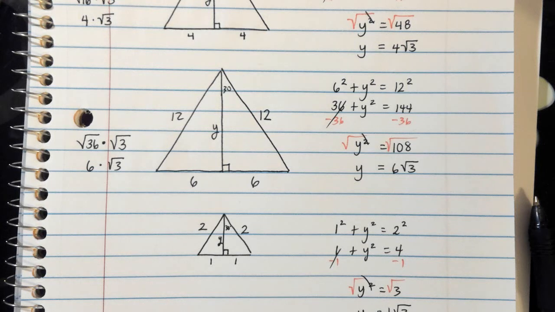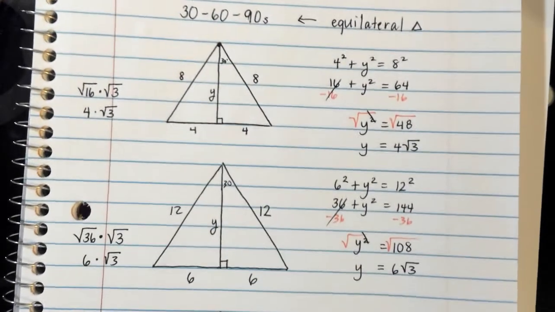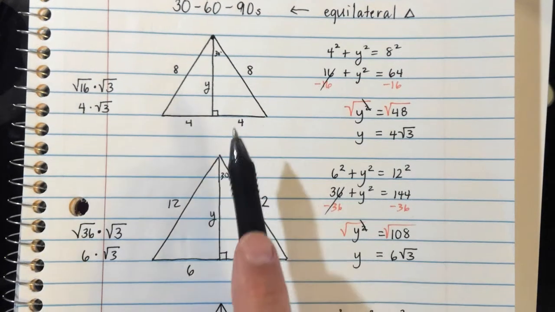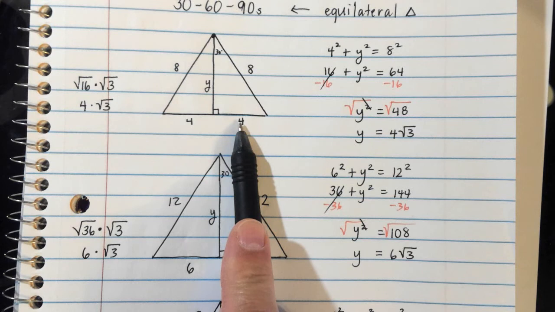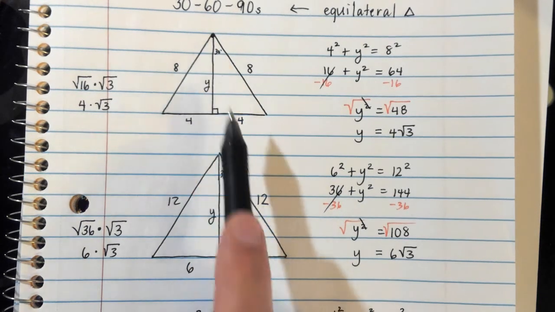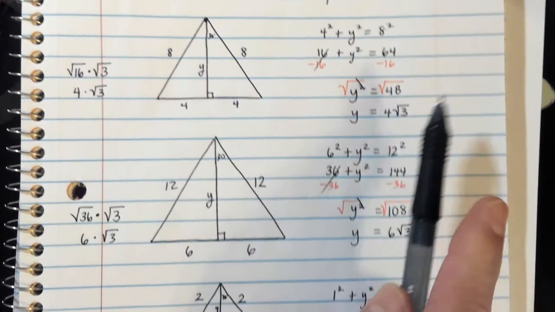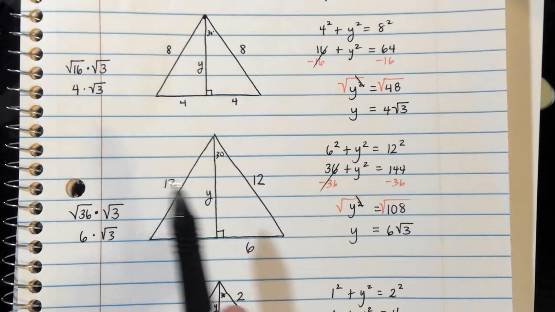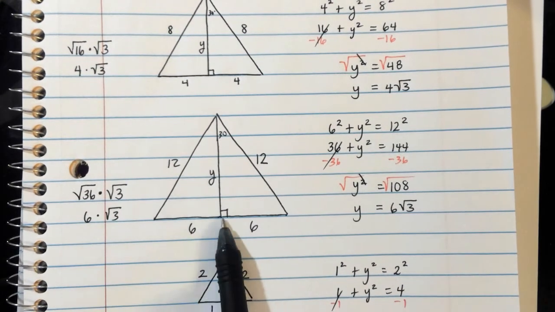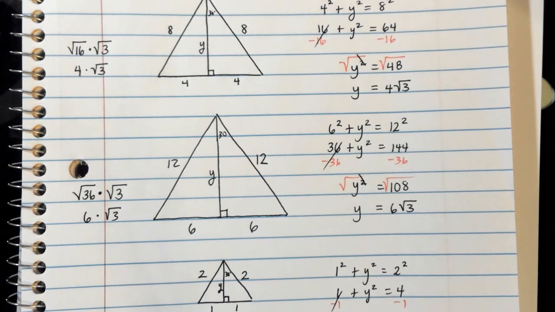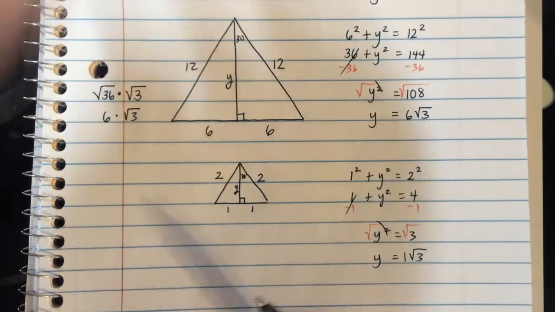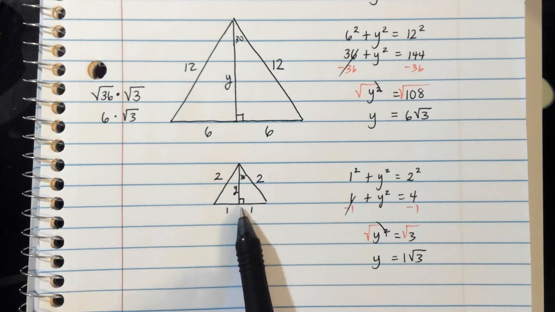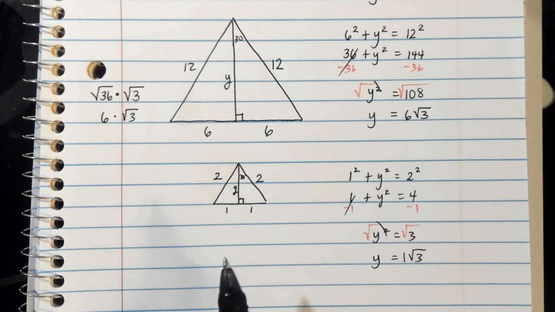Okay, so the next pattern is: whatever the small side is, the medium side is just this number times radical 3. So this is 4, this is going to be 4 times radical 3. Small side is 6, medium side is 6 times the square root of 3. Small side is 1, the medium side is 1 times the square root of 3.